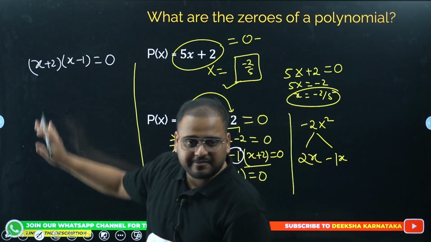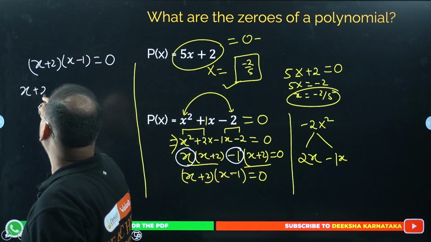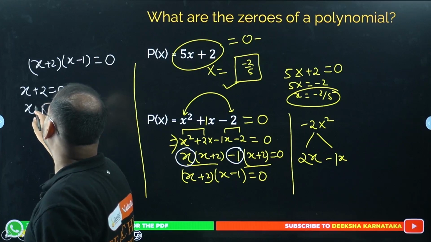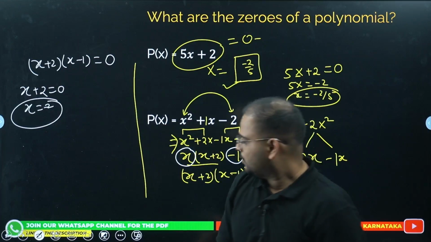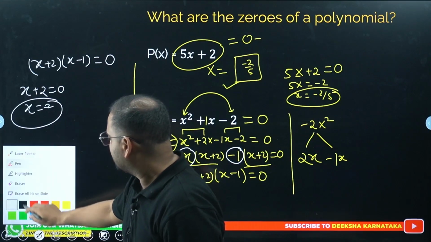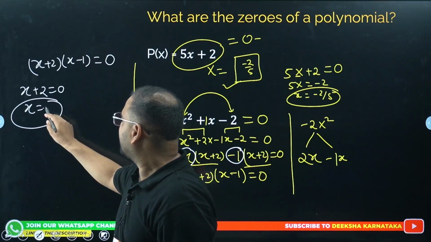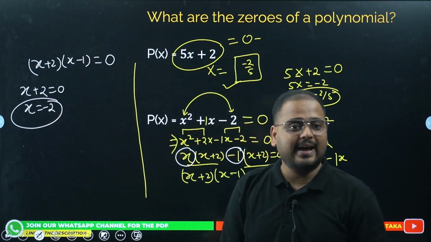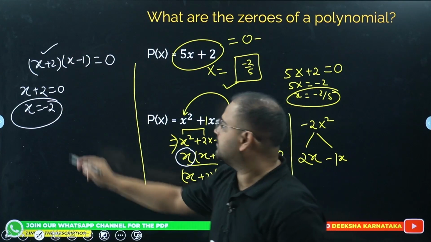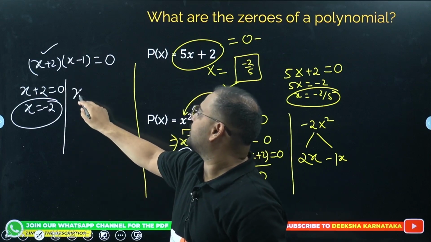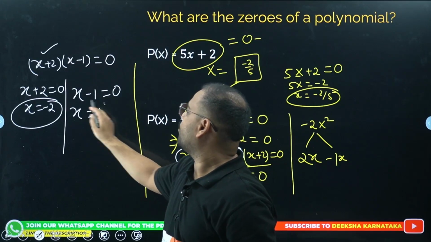So let's take in the first case x plus 2 as 0. What is it? x plus 2 equal to 0. It means x equals to minus 2. Not clear, I guess. Let's erase this part and write again. x equals to minus 2. So whenever x is minus 2, the first expression will become 0. What about the second one? x minus 1 equals to 0, and this will give me x equals to 1.